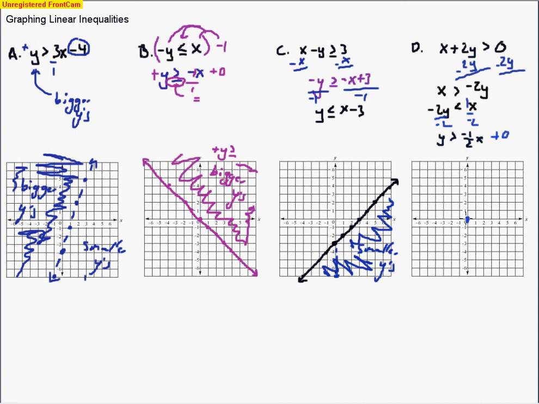So that's where I'm going to start, and now I'm going to use that slope. The slope is telling me to go down and then to the right 2. Down 1, right 2. And I could go the other way. I could go up and then to the left as well. That gets me on that line.